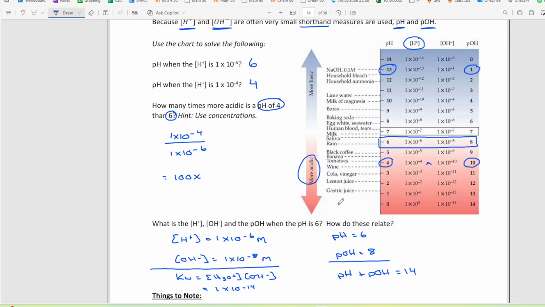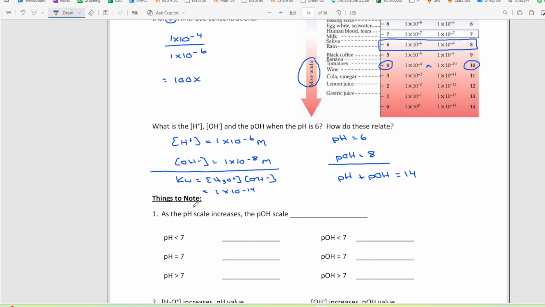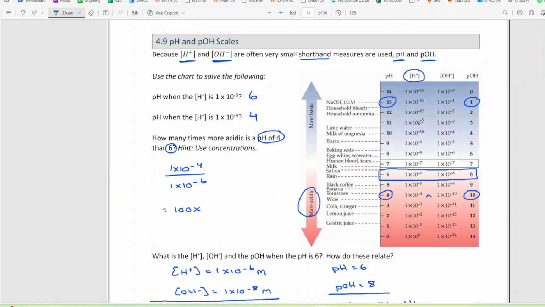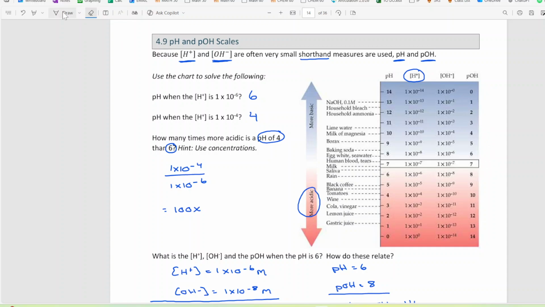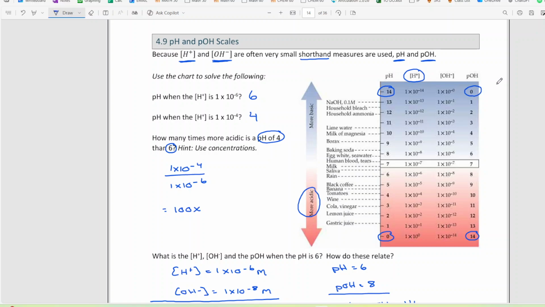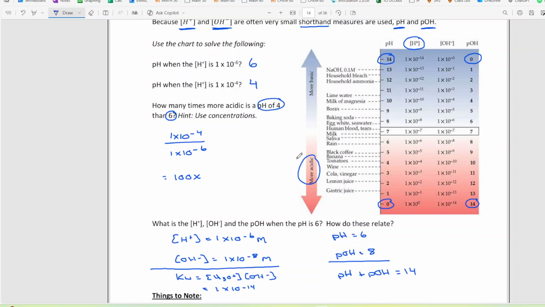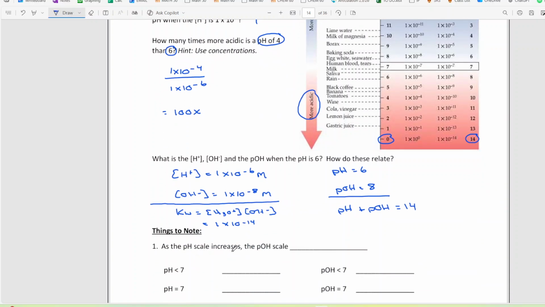The other thing I want to look at is the acid-base scale. So things to note. As you're looking at this scale, when you're talking about pH, pH generally runs from 0 to 14, and it's 0 down here all the way up to 14 up here. Whereas the pOH scale starts with 14 down here and goes down to 0 up here. So if I was asking you how these scales work, you'd say as the pH scale increases, the pOH scale decreases because they always have to balance out to add to 14.